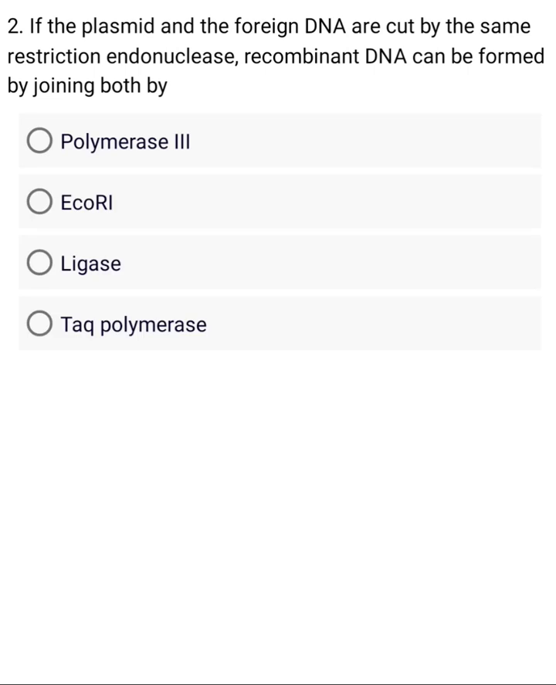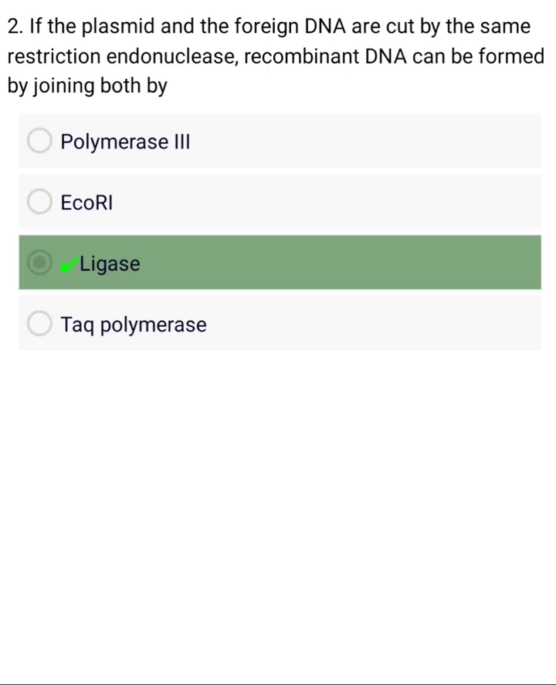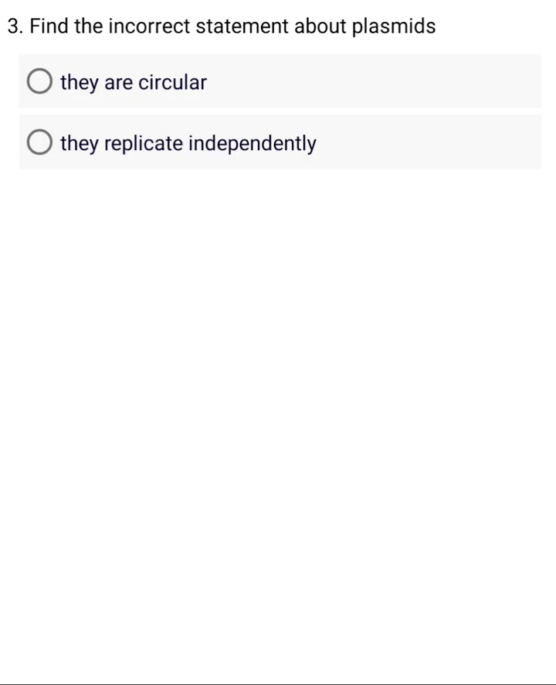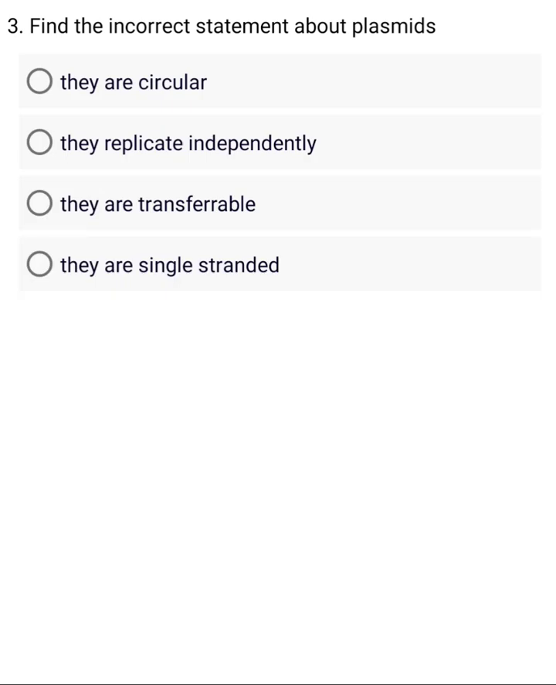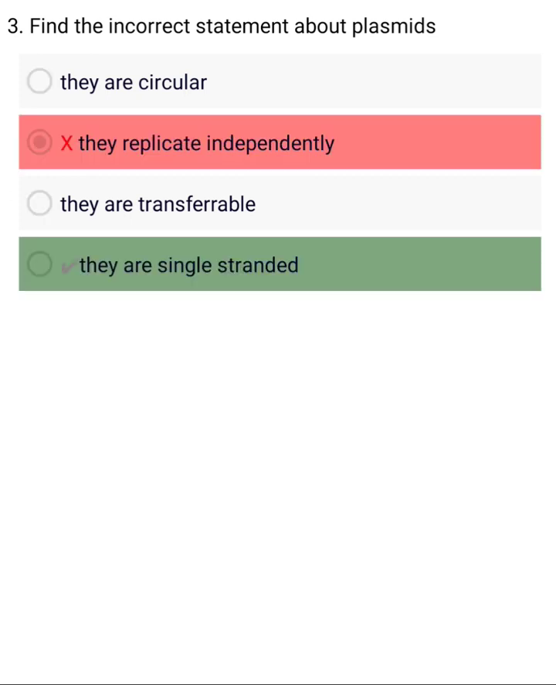If the plasmid and the foreign DNA are cut by the same restriction endonuclease, recombinant DNA can be formed by joining both by A. Polymerase III, B. E. coli, C. Ligase, D. Taq polymerase. Right. Find the incorrect statement about plasmids. A. They are circular. B. They replicate independently. C. They are transferable. Wrong.